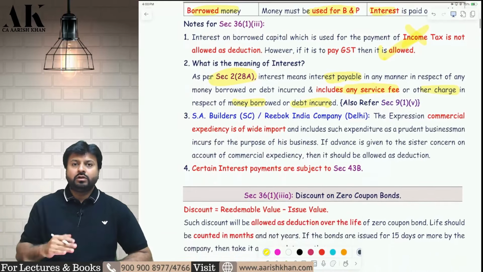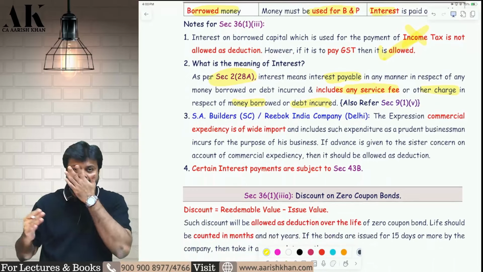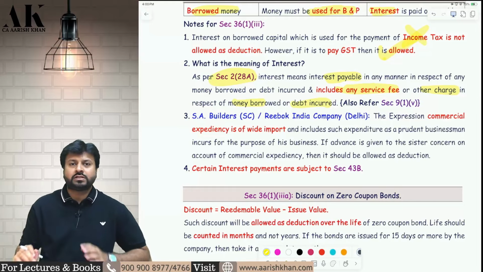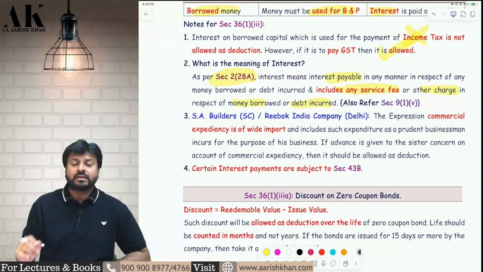Sir, if I have taken a loan and given the loan to my sister concern or my subsidiary, will that interest be disallowed? That depends upon the facts and circumstances of every case. You cannot just disallow based on the assumption that I have taken a loan and given it to a sister concern. No. You have to look into the facts and circumstances of every case.